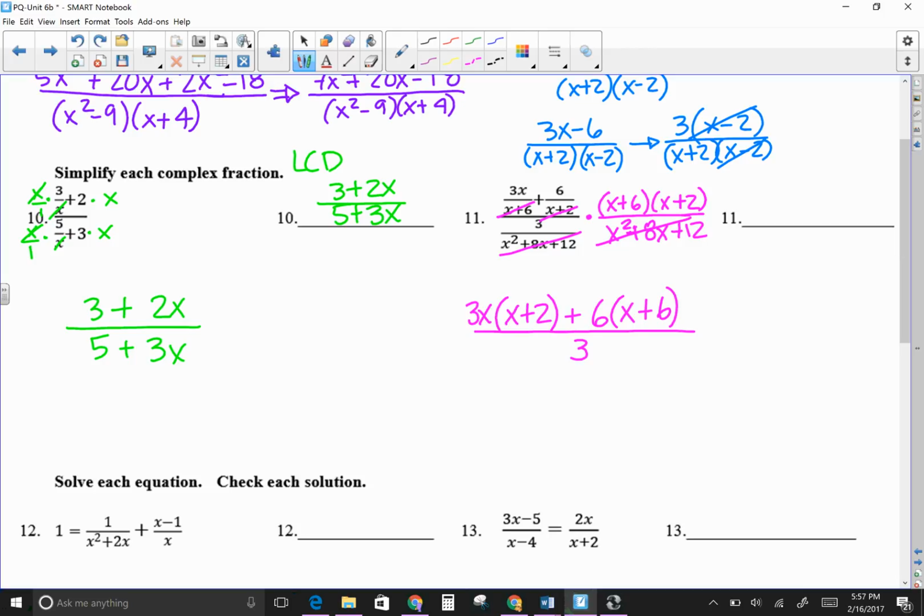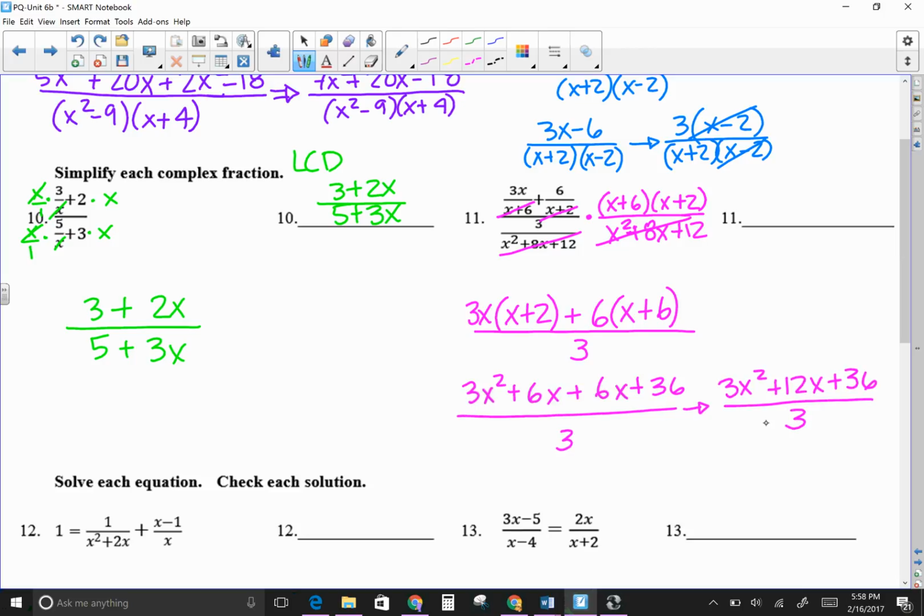And I need to multiply that out. So that's going to give me 3x squared plus 6x plus 6x plus 36 all over 3. And when you combine like terms, you're going to get 3x squared plus 12x plus 36 all over 3.